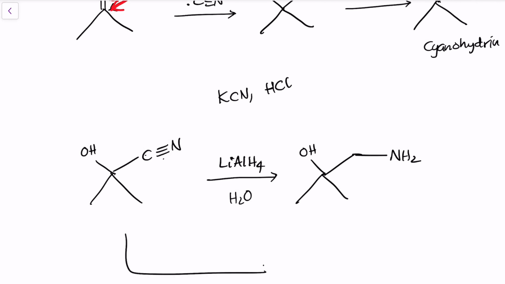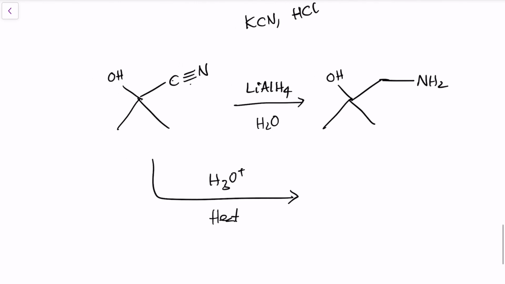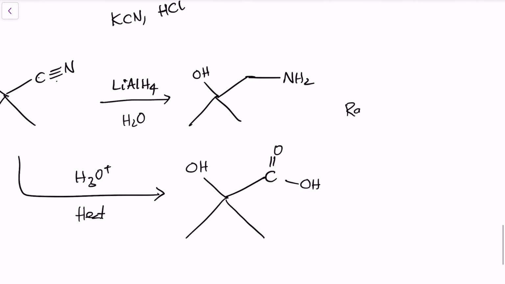The same cyanohydrin, again in presence of H3O plus, which is an acidic medium, and heat, forms a racemic mixture of a carboxylic acid. So again, both of them are racemic mixtures. When you add acid, it creates an acid. When you add LiAlH4, lithium aluminum hydride, or a hydride reagent, it creates a hydride compound. So this is the product that you end up getting.